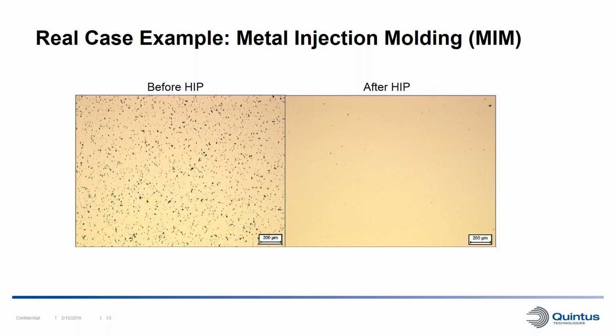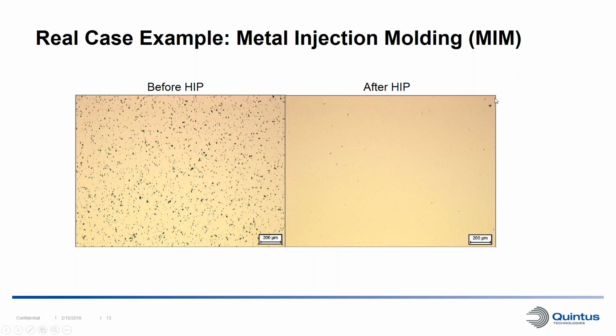Another example is MIM material, or metal injection molding, and this material is very similar to the binder jet material in the AM industry in the as-sintered condition. And here we can see a lot of porosity, homogeneously distributed in the material, but they're very small, only around a couple of microns big. And as we can see in the right picture here, this porosity can be completely eliminated.